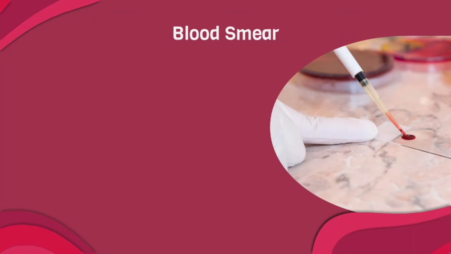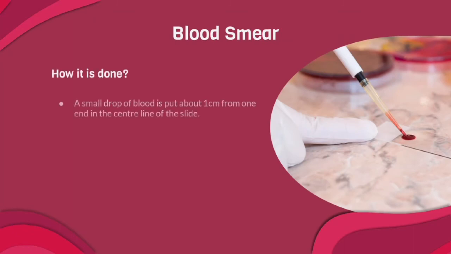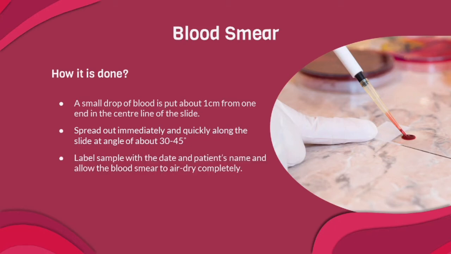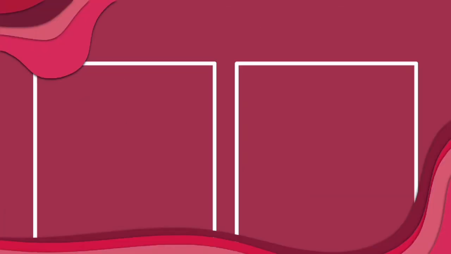Next is the blood smear. It is done by putting a small drop of blood about 1 centimeter from one end in the center line of the slide. Then, the blood is spread immediately and quickly along the slide at an angle of about 30 to 45 degrees. After that, the sample is labeled with the date and patient's name, and the blood smear is allowed to air dry completely. The next two steps are fixation and staining.